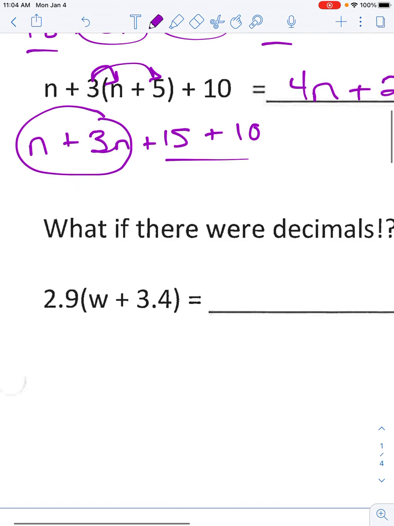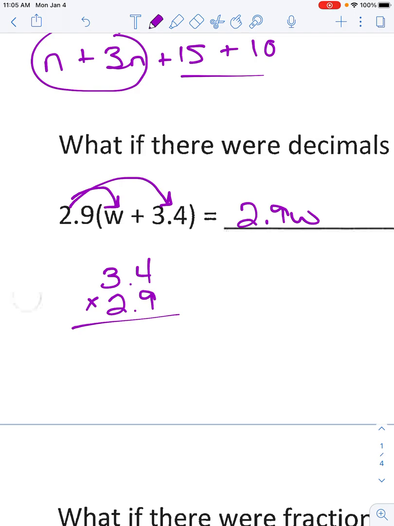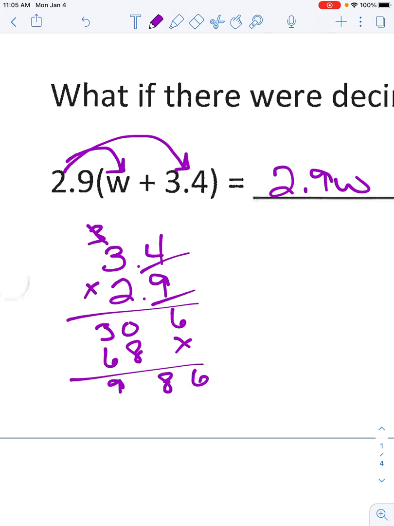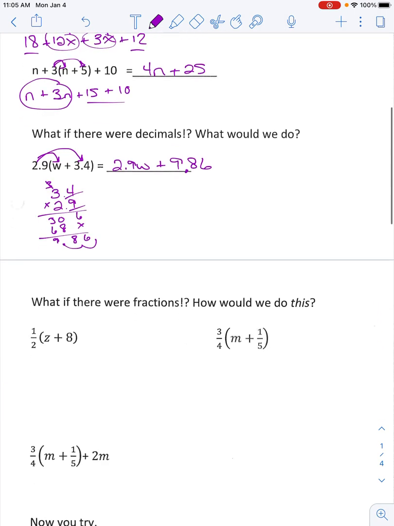Now, what would we do if we saw a problem with decimals? Again, it still means multiplication. A number outside of a parentheses means multiply. So 2.9 times w is 2.9w. And then we have to do 2.9 times 3.4. Remember, when you're multiplying with decimals, don't line up the decimals, line up the numbers. They just happen to line up with this one. And remember, we count the numbers behind the decimals and move it in twice. So we have 9.86.